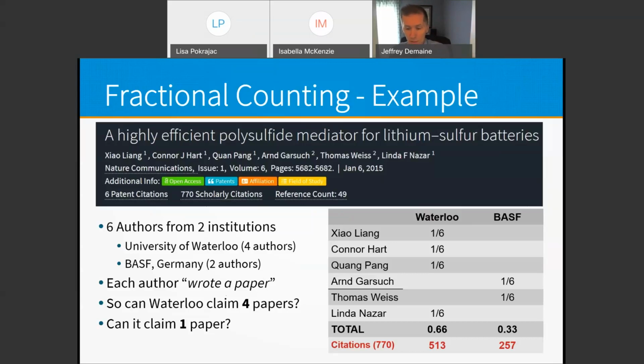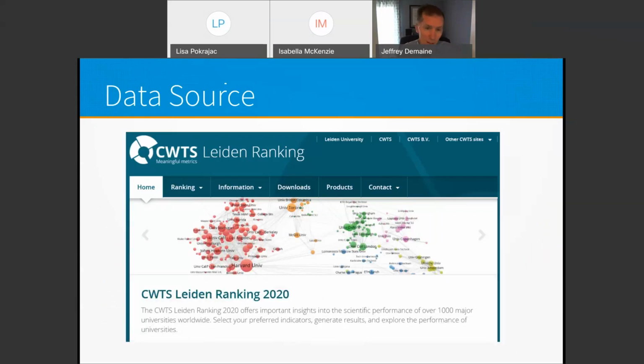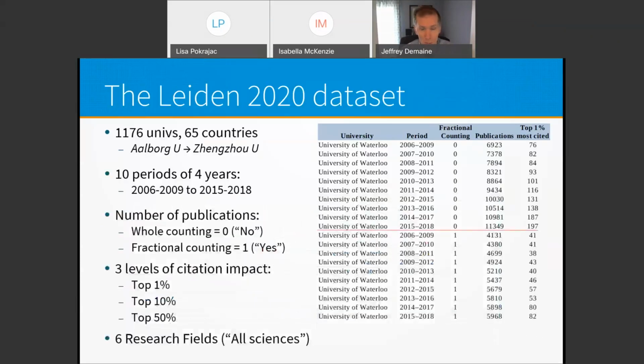So the little table over on the right-hand side shows you how fractional counting works. Each author wrote 1/6 of the paper, which sounds ridiculous. No one talks about writing half a paper or 1/6 of a paper. But when you aggregate things at the university level, this is the calculation that goes on behind the scenes. And so you add it all up by organization, and you see that Waterloo actually gets 0.66, or 2/3 of an article, and BASF gets the other third.